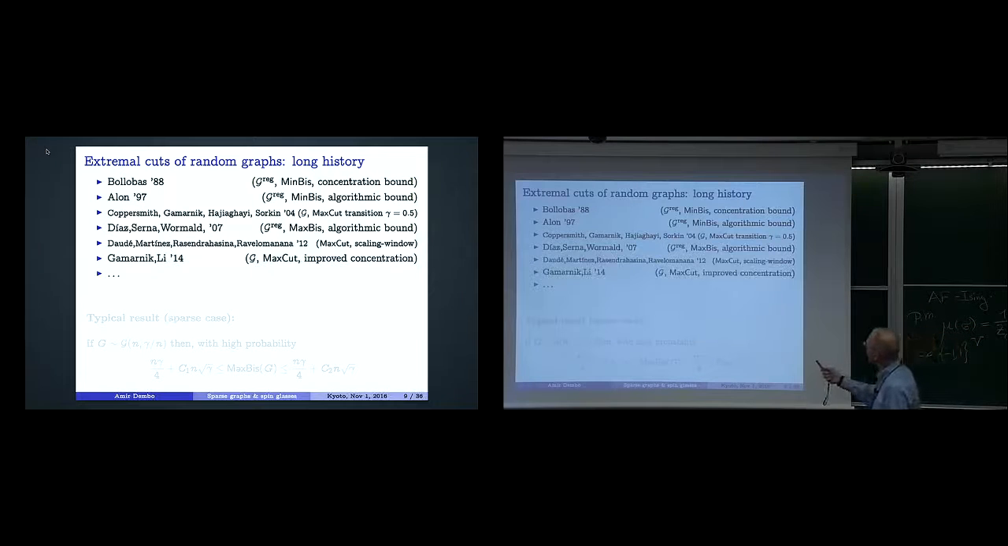And you see here which graph ensemble: regular, Erdos-Renyi, regular. I don't remember what this is, but this is also Erdos-Renyi, and this is Erdos-Renyi. Min bisection, max cut, max bisection, max cut, right? Different problems.